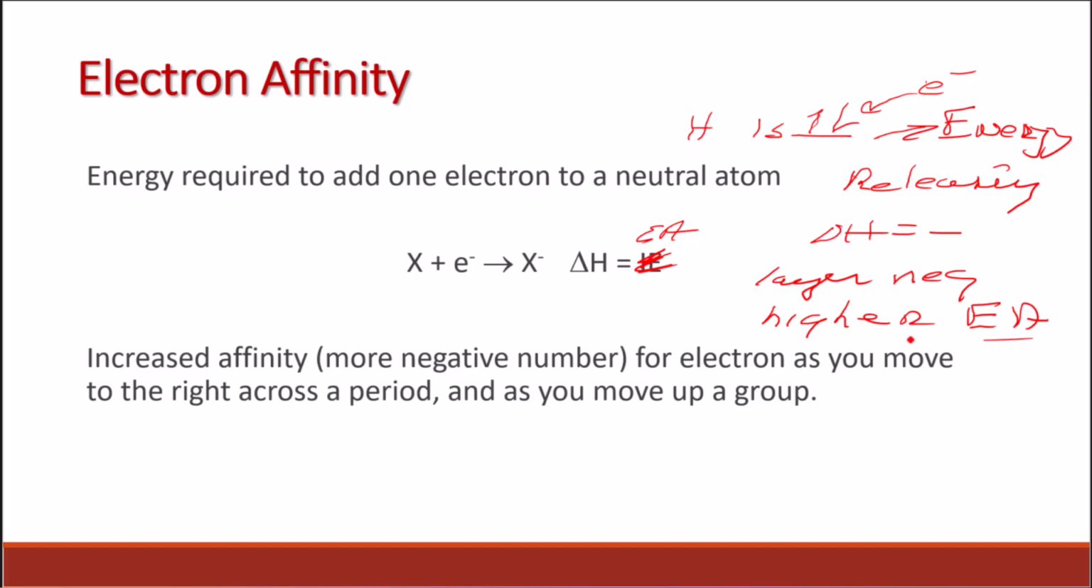And when we say higher electron affinity, more energy is released, that's indicative of this atom wanting this electron. So increased electron affinity gives you a more negative number. It means that as you move right across a period, and as you move up, you get an increase in electron affinity. That atom wants that electron more.